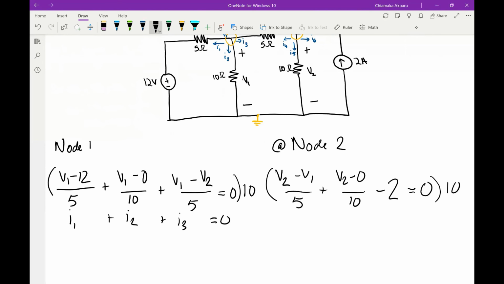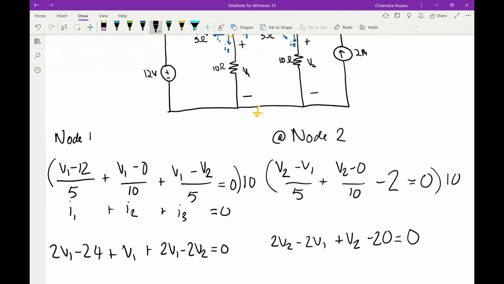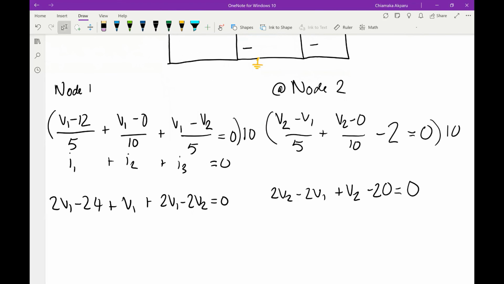And so for the first equation, that leaves us with 2v1 minus 24 plus v1 plus 2v1 minus 2v2 is equal to 0. And for this equation, we're going to have 2v2 minus 2v1 plus v2 minus 20 is equal to 0. And then we're going to write this in the form where the constants are equal to the two unknown variables, and that gives us 5v1 minus 2v2 equal to 24, and negative 2v1 plus 3v2 is equal to 20.